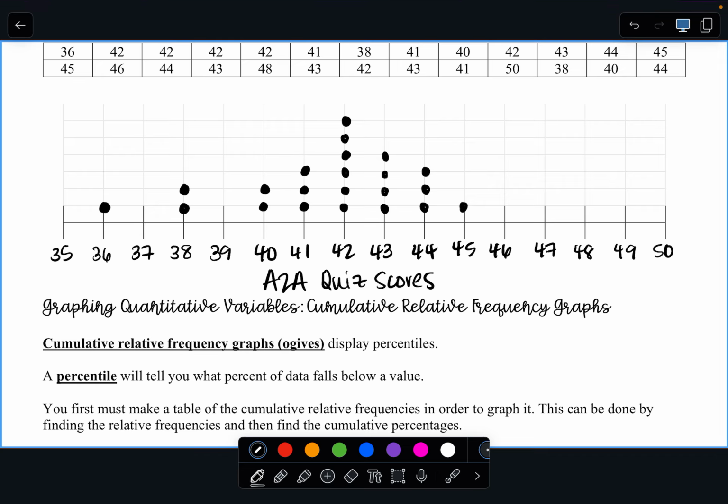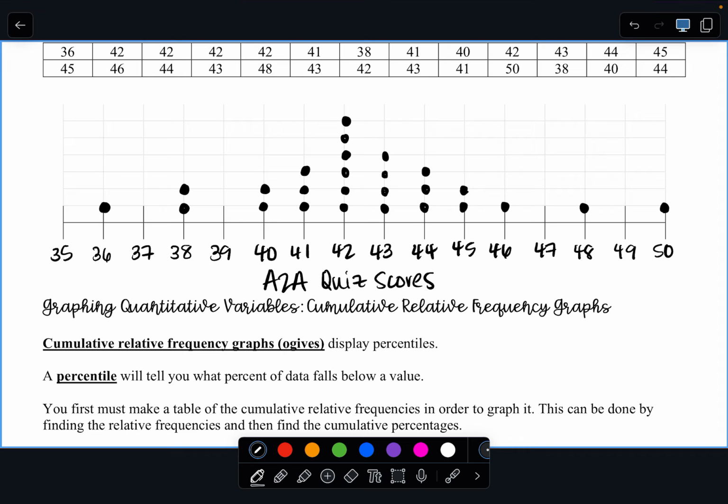I always like to come in when I do that and double check that I have the right amount. So I'll go count all my dots and make sure it matches what I have on my table. So I have 45, 46, 48, and 50.